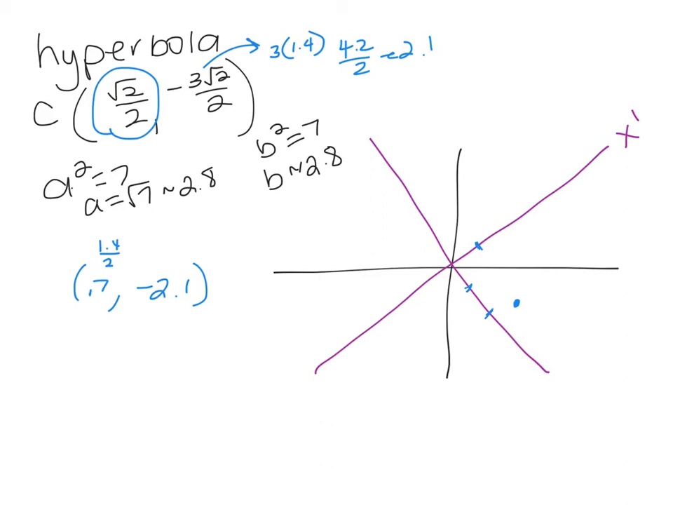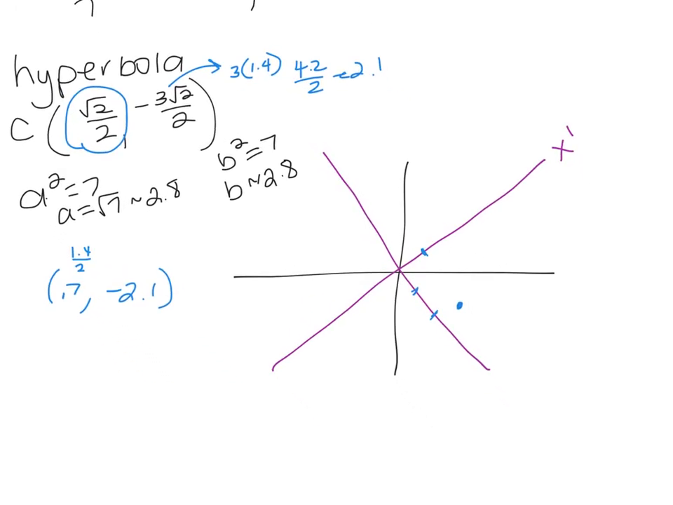And then because the y squared is first this time, I know that this is a vertical hyperbola. So I'm going to count from that center up and down my a to 1, 2, 3. So a little bit less than 3. And the same thing out the other way, because b is also 2.8. 1, 2.